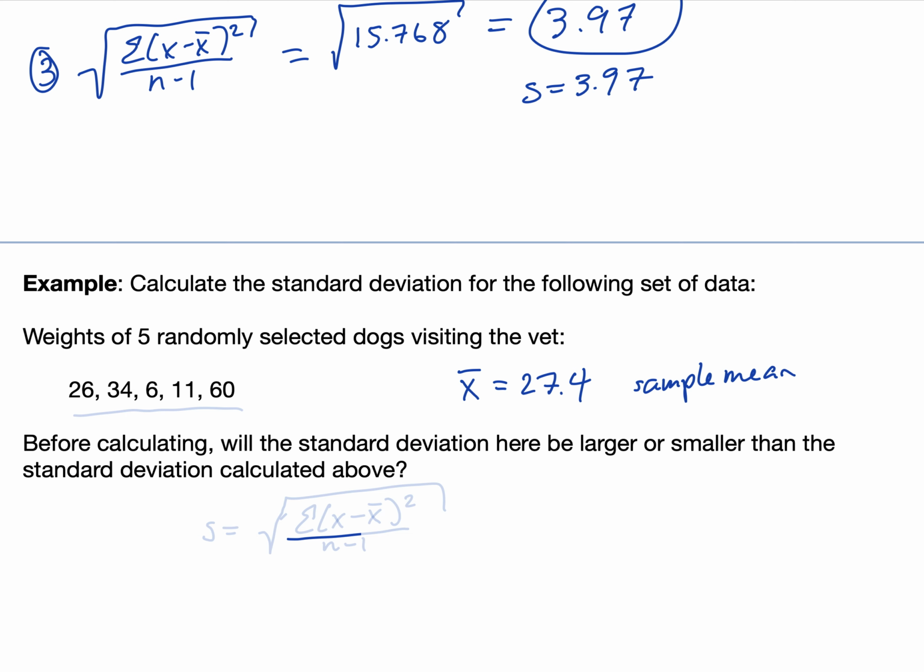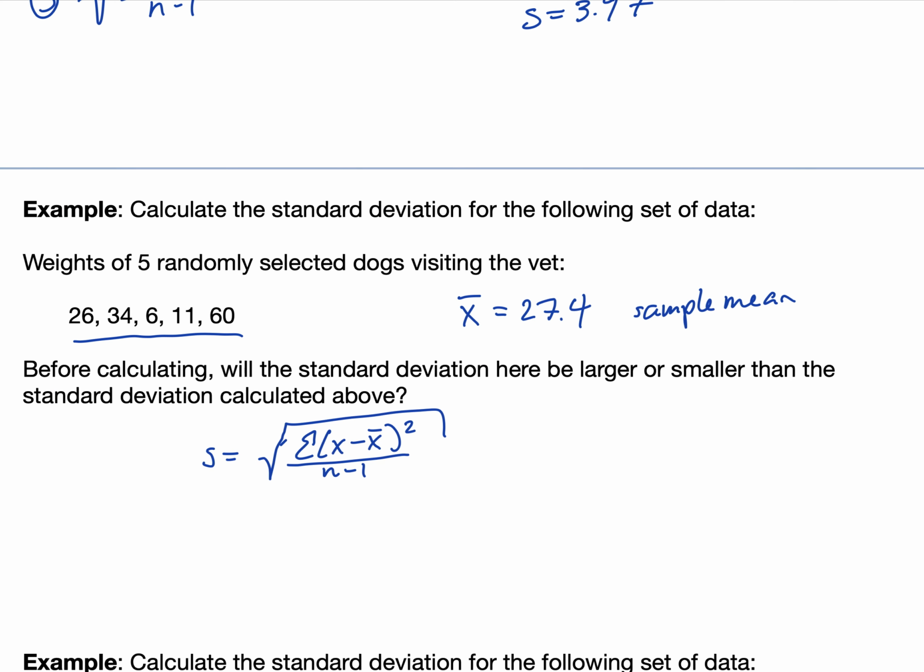So again, we want to use that same formula we've been using: the standard deviation is equal to the square root of the sum of each data value minus the mean squared divided by n minus 1. And so give that a try. Before you calculate it, though, I'd also like you just to think for a moment, will the standard deviation in this example be larger or smaller than the standard deviation in the example that we just did? And why would that be the case? So think about that and try calculating that out, and we will do it out together in just a moment.